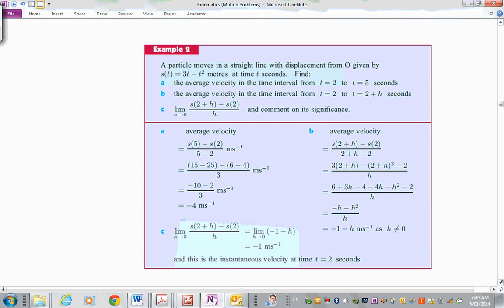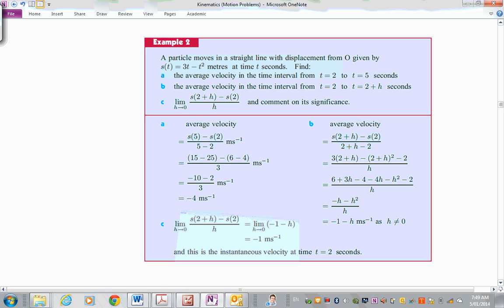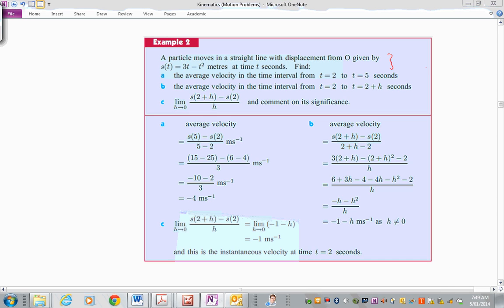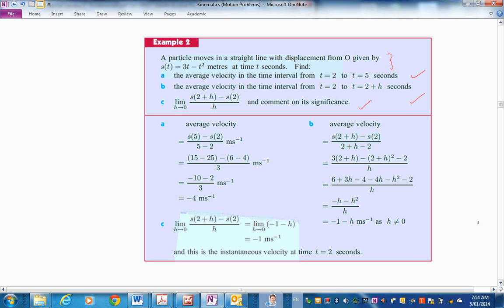So here are some problems that would be required in this course. Okay, we start off with a displacement time expression. Find the average velocity from the time interval t is 2 to t is 5 up here, and the average velocity from t is 2 to 2 plus h, and then comment on the derivative. Okay, so you might like to just think about that for the minute. Well, let's have a look at that in detail now.